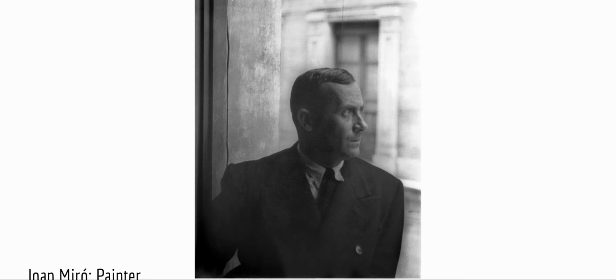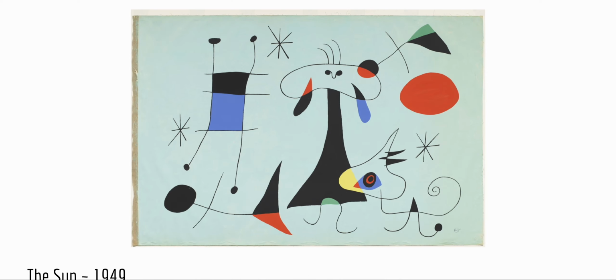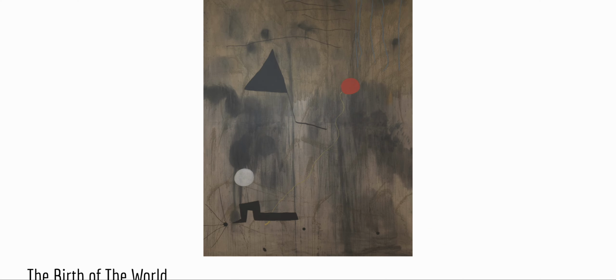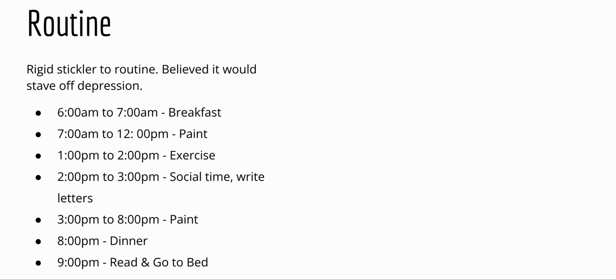Joan Miro, 1893 to 1983. It's a painter. He was absolutely a stickler for routine. Woke up at 6 a.m., for 1 hour ate breakfast, and from 7 to noon paint, 1 to 2 exercise, 2 to 3 had social time and writing letters, 3 to 8 paint, 8 o'clock dinner, and 9 o'clock read and go to bed.